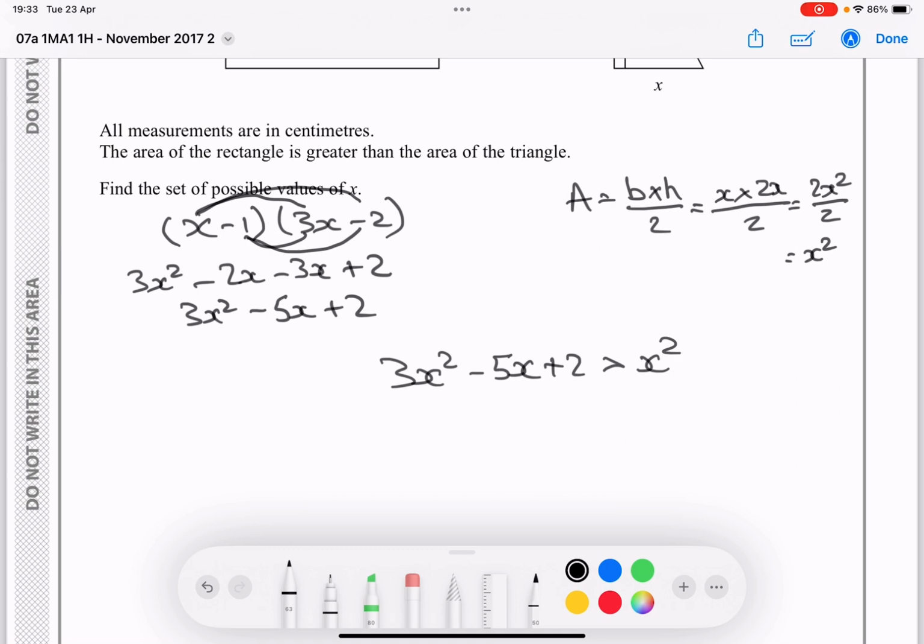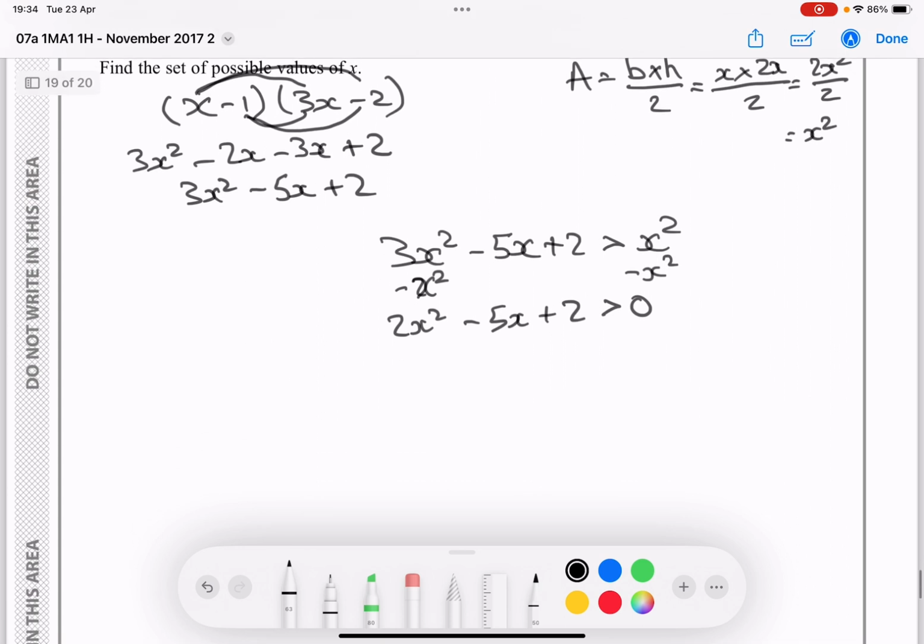Right, I want this to be greater than 0 because what I'm going to use is a quadratic graph, to look at the set of possible values of x. So I'm taking the x squared, because I want this to be greater than 0. So I've got 2x squared, take 5x, plus 2 is greater than 0. Now I need to find the values of x, i.e. the roots, when y equals 0.